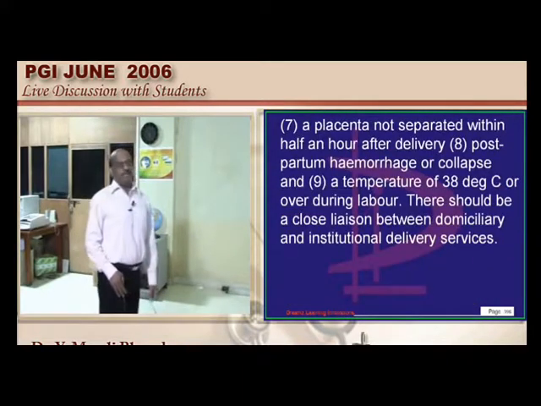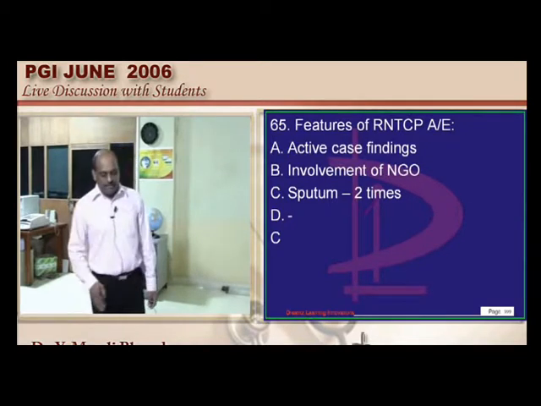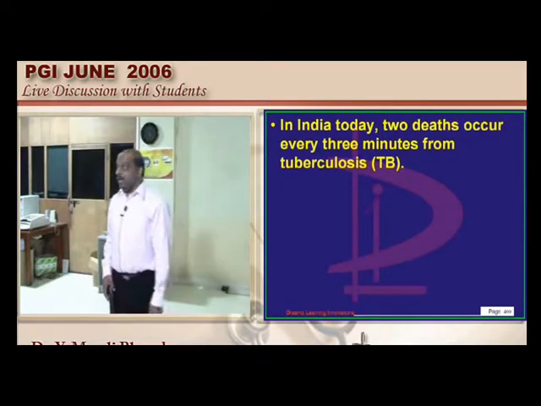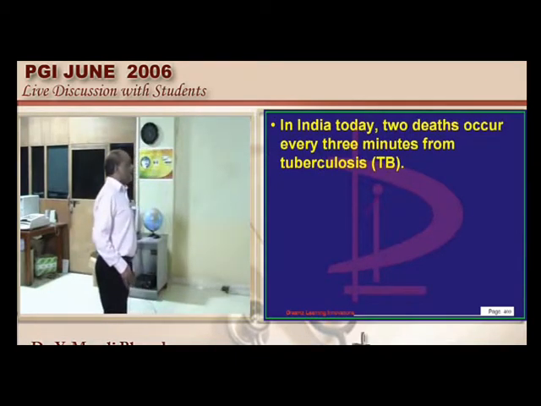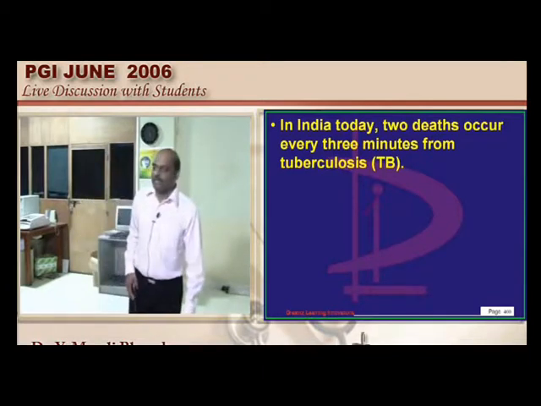Now, Revised National Tuberculosis Program. What are the goals? What do we want to do? In India, how many people die of TB every minute, doctor? Alarming figure is there. 2 deaths occur every 3 minutes. 20 people die every hour with TB.